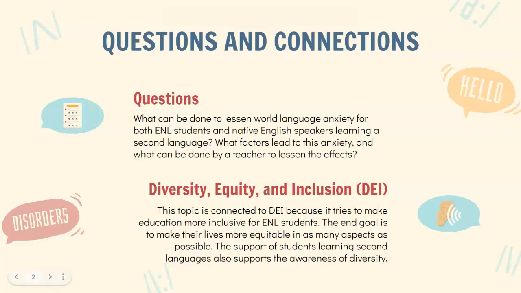So the first thing I'm going to look at are my questions and connections to DEI. My questions that I had when I started the project were basically, what can be done to lessen world language anxiety for both ENL students and native English speakers learning a second language? And what factors lead to this anxiety, and what can be done by a teacher to lessen the effects? And then this relates to diversity, equity, and inclusion because it tries to make education all in all just more inclusive for the ENL students.